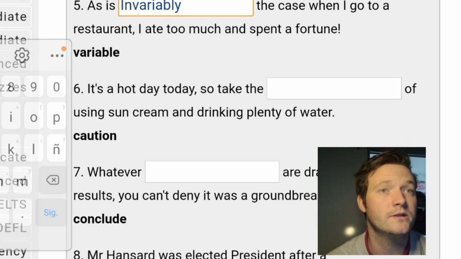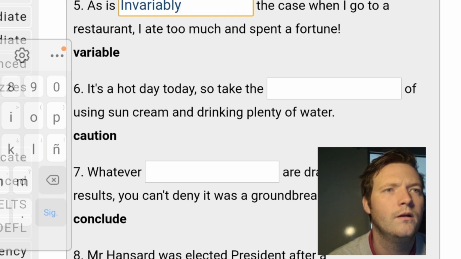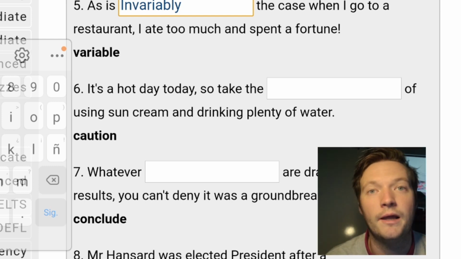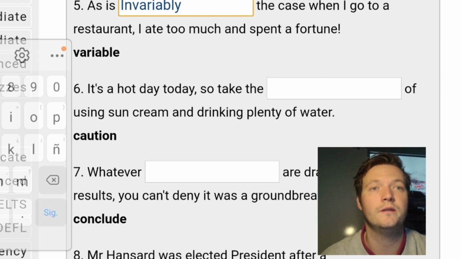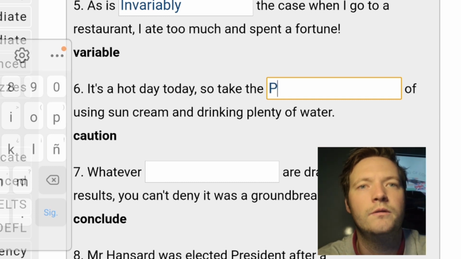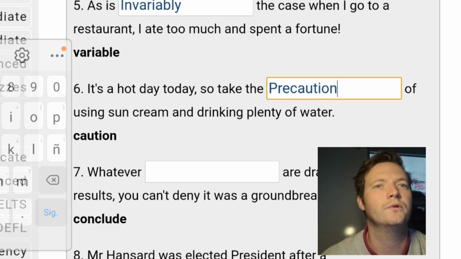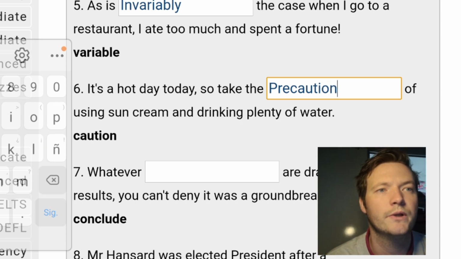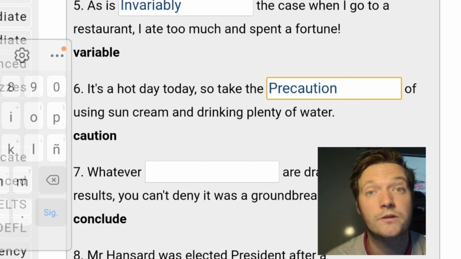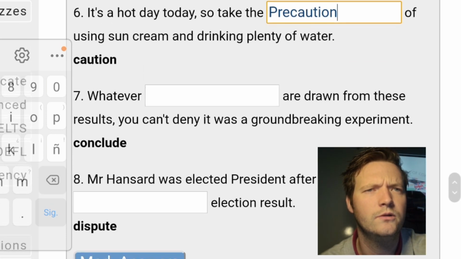Number 6. It's a hot day today, so take the precaution of using sun cream and drinking plenty of water. Okay, so this is when you plan for something bad happening. No, you take the precaution of using sun cream and drinking plenty of water in case you get sunstroke. Of course, good idea, good advice.